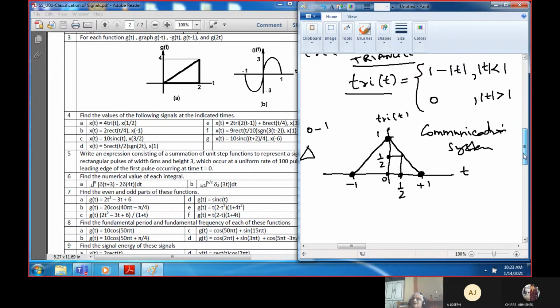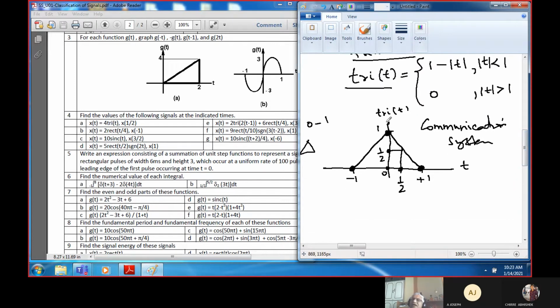Now sometimes they will ask funny questions like find the Fourier transform of a triangular function. Something like they'll give: Fourier transform of TRI of t. If you don't know what is TRI of t, you will get terribly confused. Even if you know the Fourier transform formula, you will not be able to solve the problem. So many times it will happen like that.